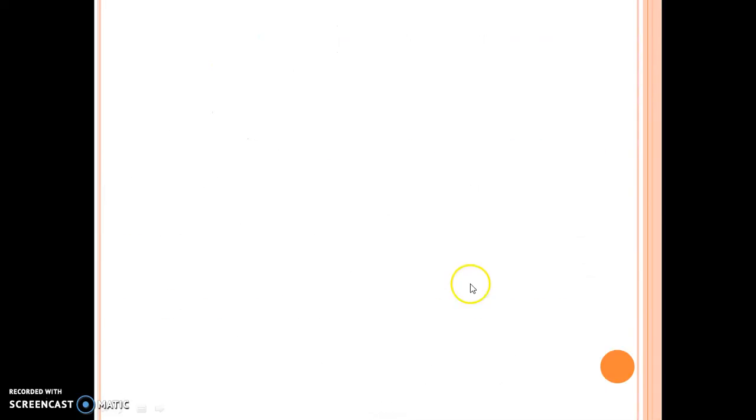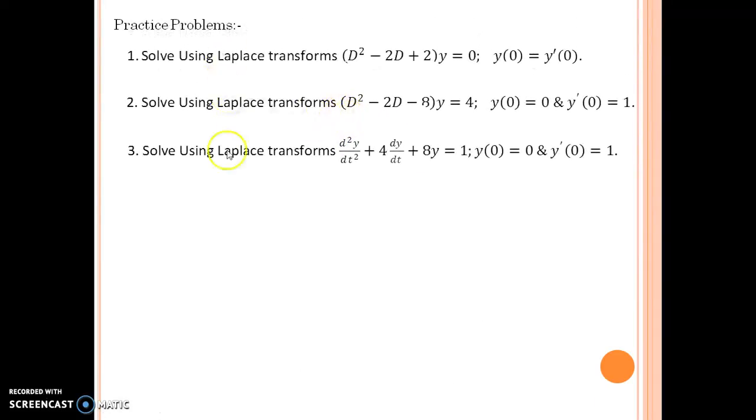Now here are some practice problems for you. These are 3 practice problems, all on similar lines to what I have done just now. You can solve them on your own and revert back to me if you have any difficulties regarding them.